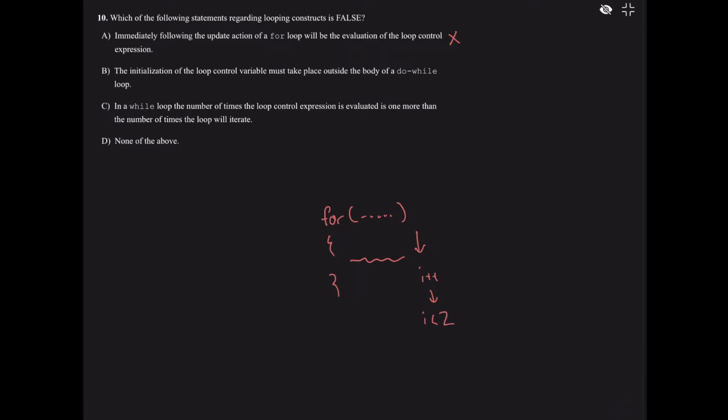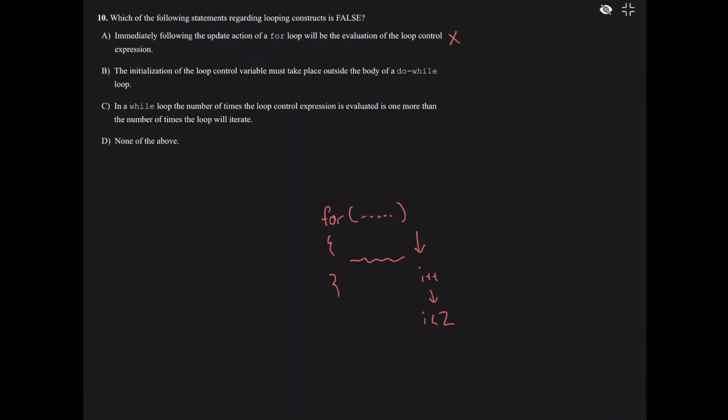So that means the thing that immediately follows our update action, sorry, this is our update action, the thing that immediately follows is evaluation of our loop control expression. We don't execute any body or anything, so that makes this true. And then B, the initialization of the loop control variable must take place outside of the body of a do-while loop.